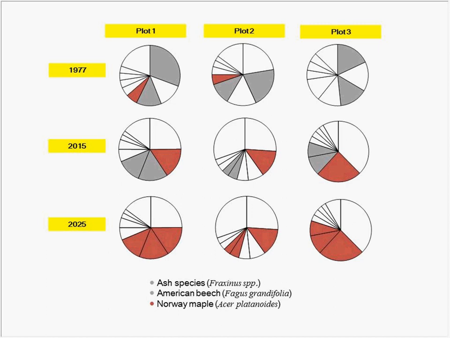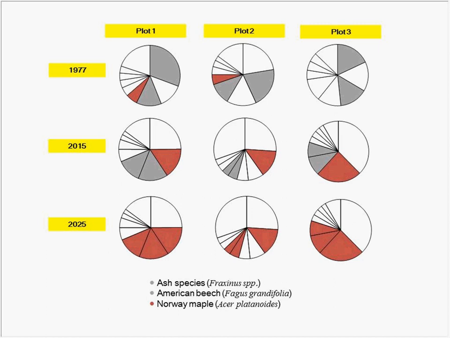What's even more troubling perhaps is the gray is ash and beech, right? Both of these trees are in rapid decline across the continent due to beech bark disease and emerald ash borer. As these things go, the most rapidly expanding tree is the maple, and this will likely take over.